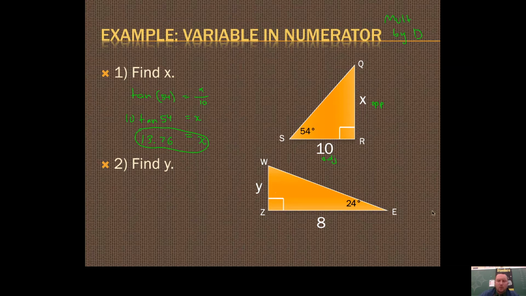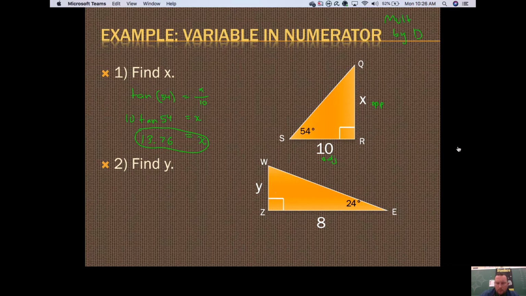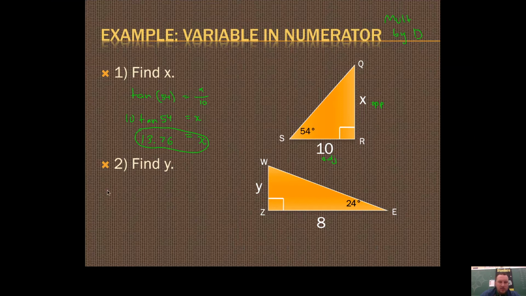Number 2, we're going to find the value of y. This is the acute angle that's given. It's a right triangle. I want this leg and I have this leg. That's why I'm using tangent, because it involves both legs. So tangent of the acute angle equals a fraction. Tangent of 24 equals our opposite leg over our adjacent leg, y over 8.